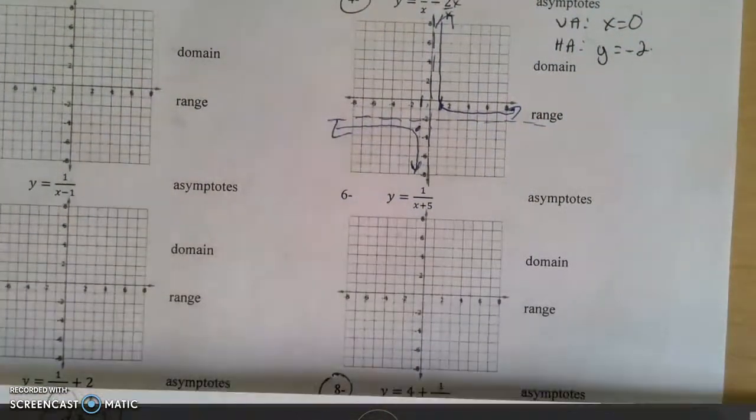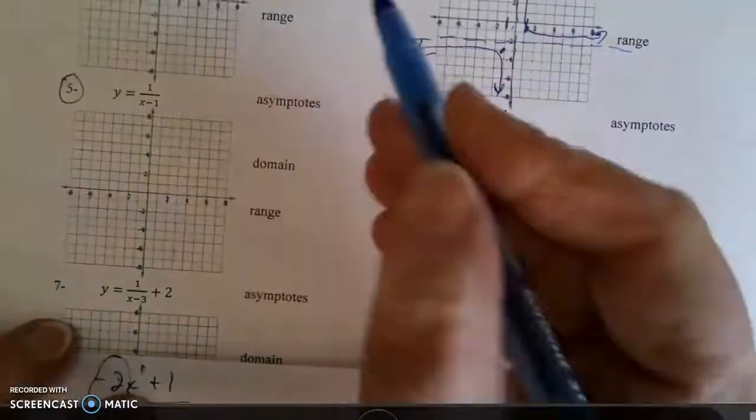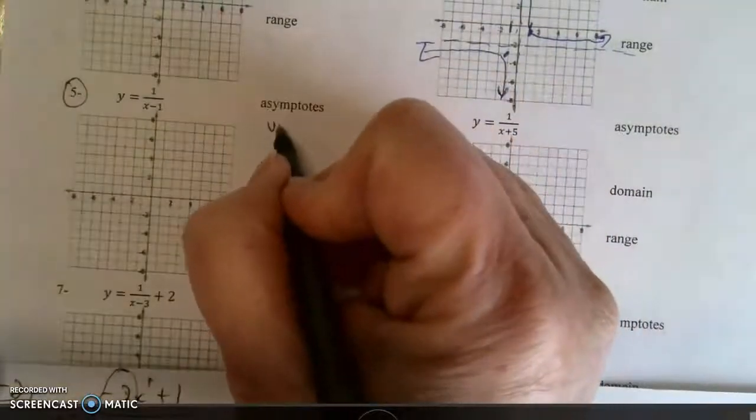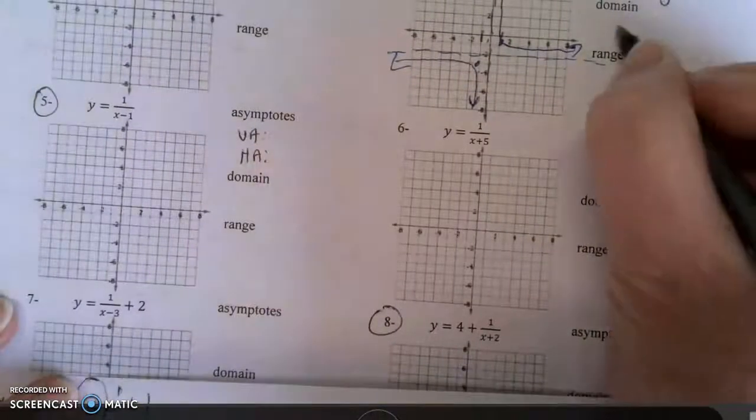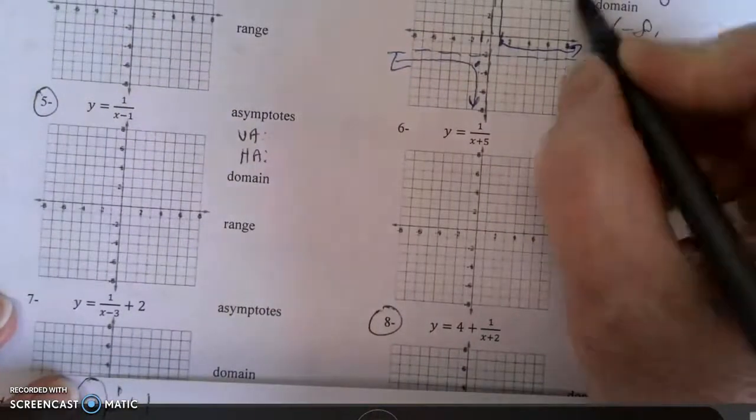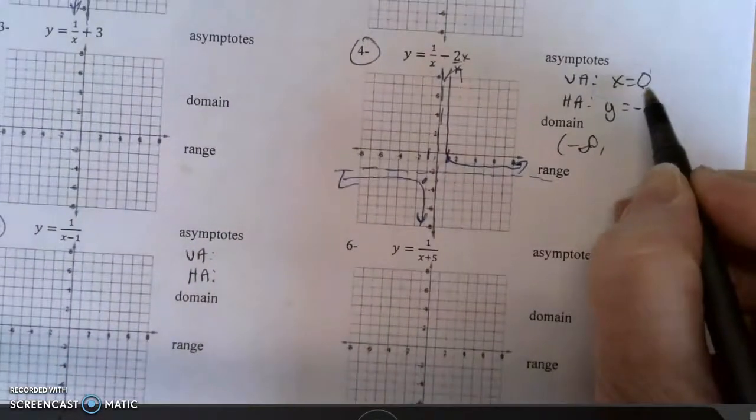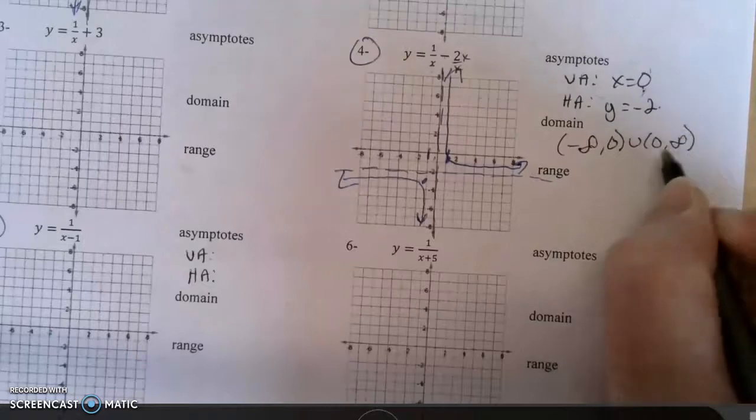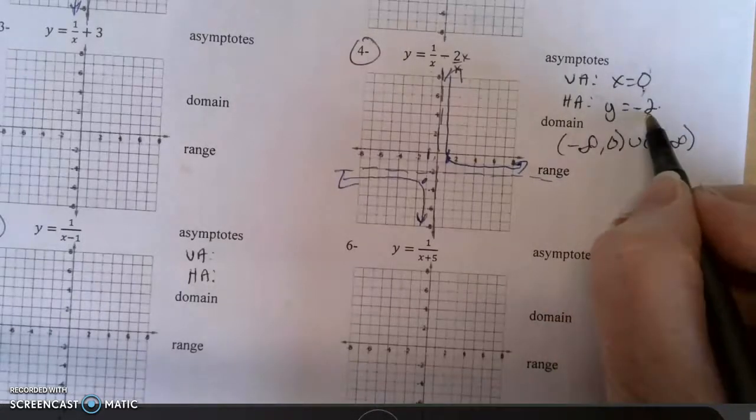All right, let's try this number 5. Okay, so we've got vertical asymptote. Oh, I need to go back. I didn't do domain. So it starts at -infinity. X says to stop at 0. There's my asymptote. Horizontal says to stop at -2.